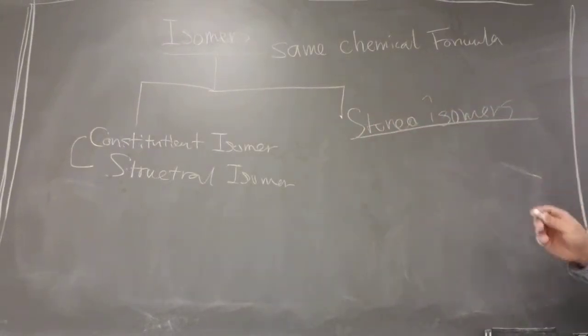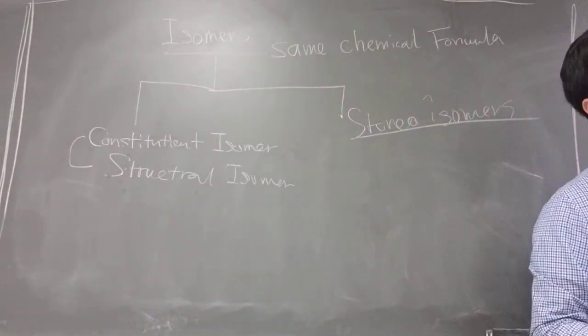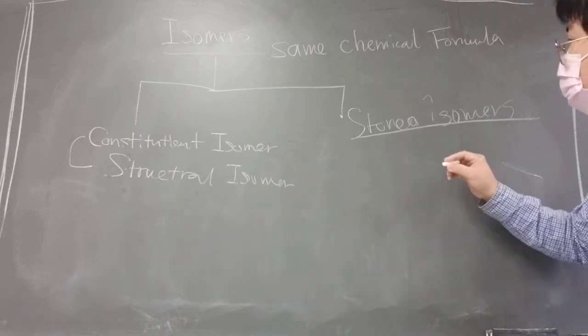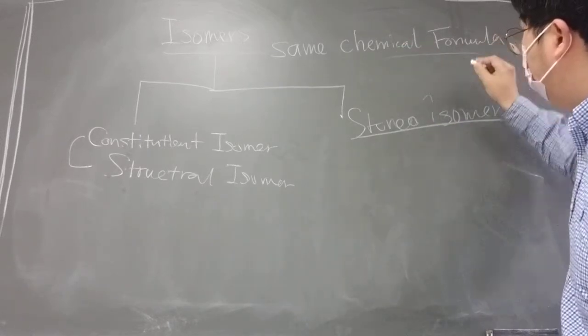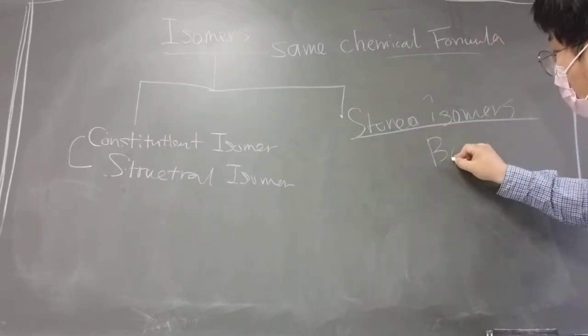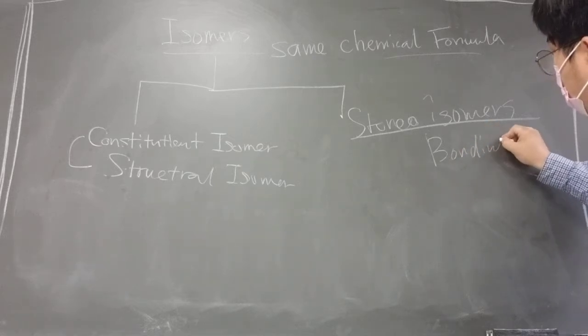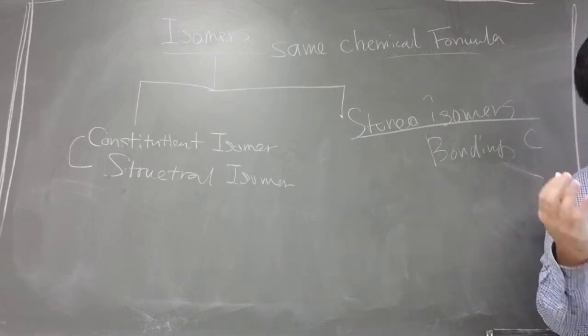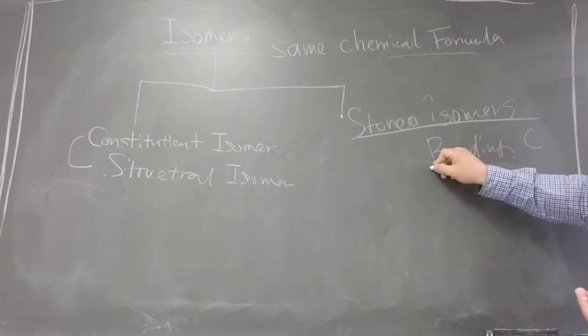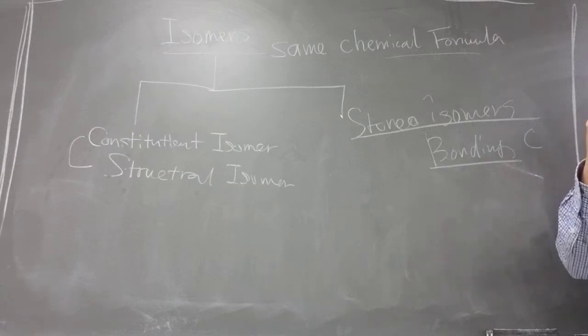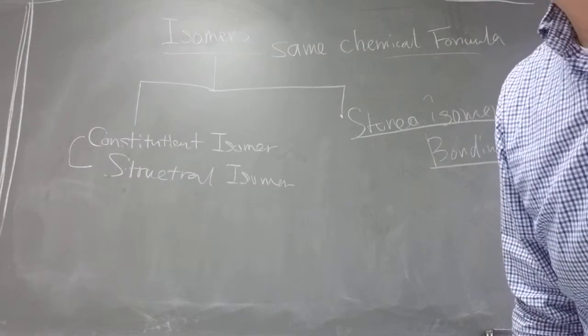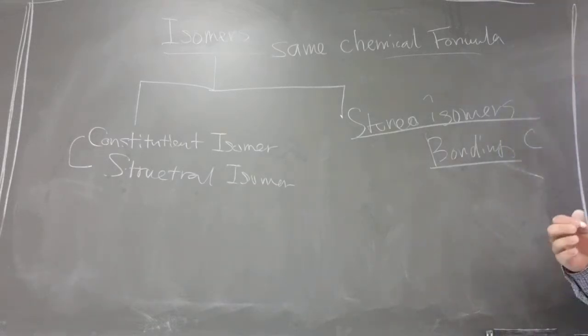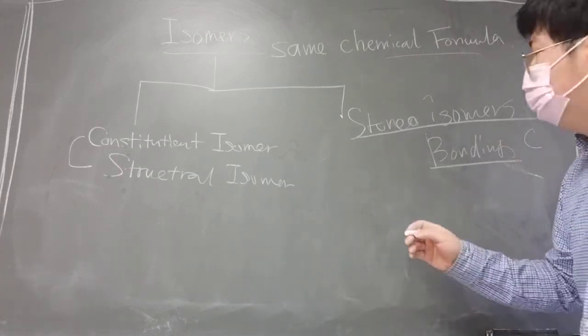So for stereoisomers, they also share the same bonding. Not just the same chemical formula, but also the bonding between atoms, whether carbon, hydrogen, or anything in the molecule, numbering the atoms, the bonding is still the same, but they are still different. Here are two different scenarios.